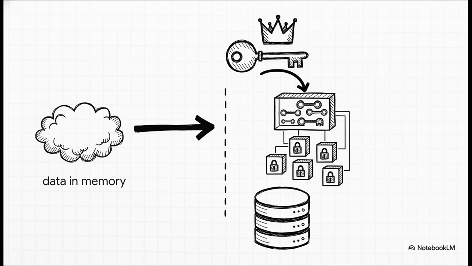But wait, what protects all of those keys? Well, that's where the root key comes in. It's the one master key that locks the main vault door itself. And here's a really important point for performance. While the data is in memory, it's actually unencrypted. The encryption only kicks in the moment it hits the disk.